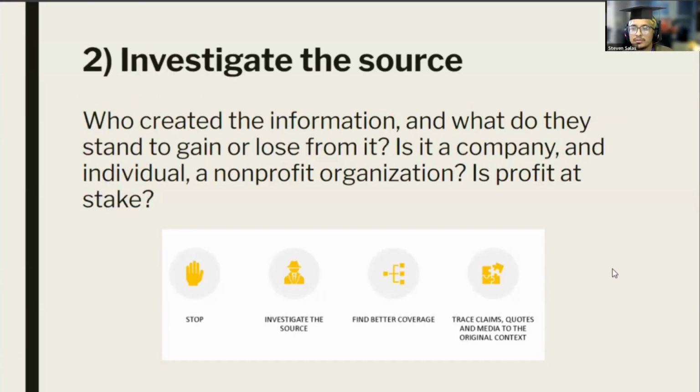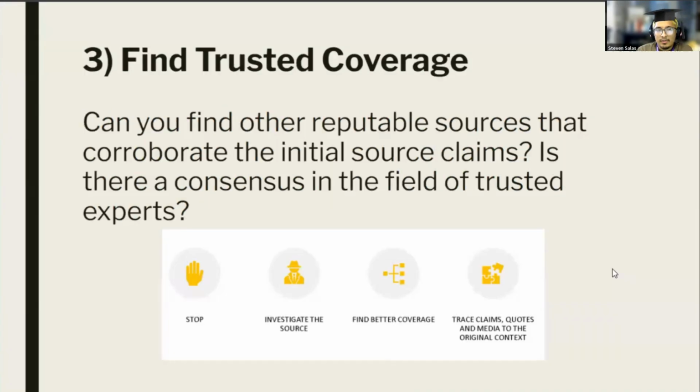Investigate the source. Who created the information? And what do they stand to gain or lose from it? Is it a specific company, an individual? Is it a nonprofit organization? Is profit even at stake? Find trusted coverage. Can you find other reputable sources that corroborate the initial source claims? Is there a consensus in the field of trusted experts?